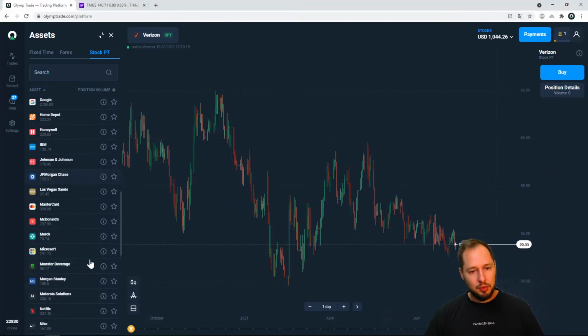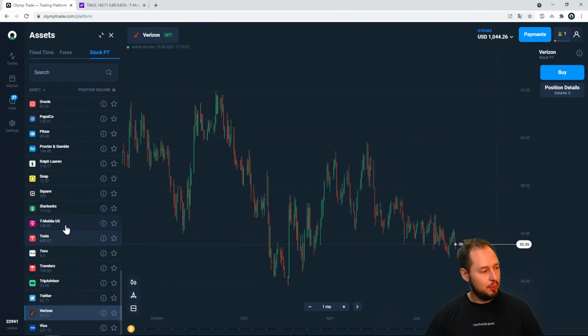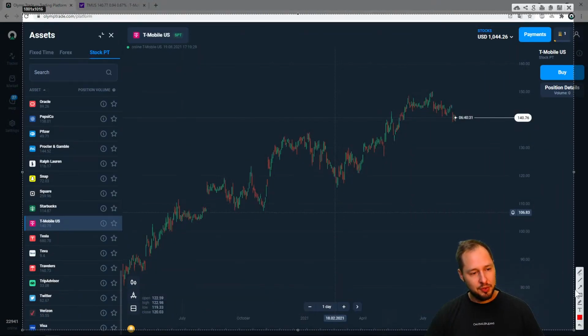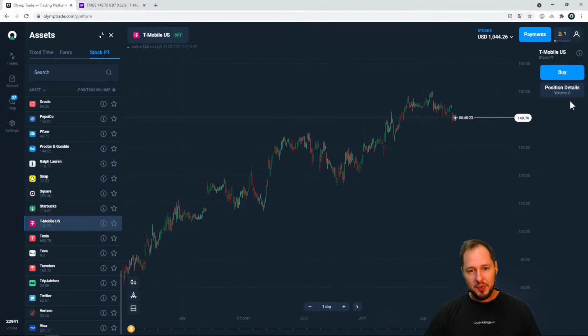Okay, let's take a look at T-Mobile. T-Mobile, from the other point of view, is rising on the same time frame, the one day time frame. Let's make it clearer. We have a clear uptrend over here, and from this perspective, T-Mobile looks like a much prettier picture, right?